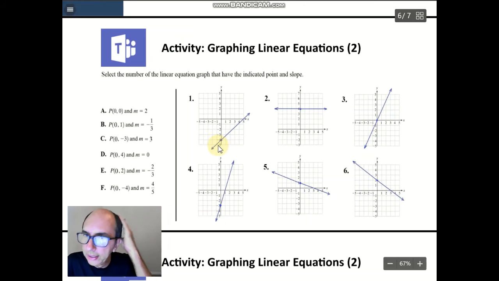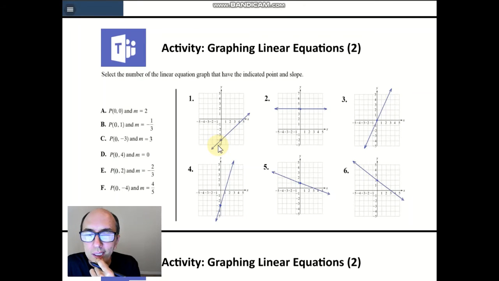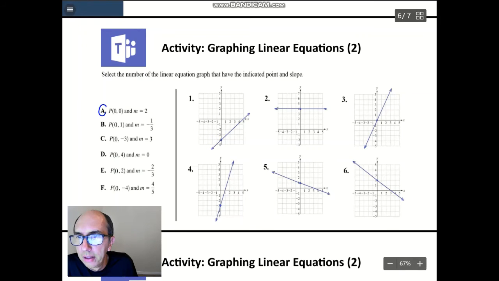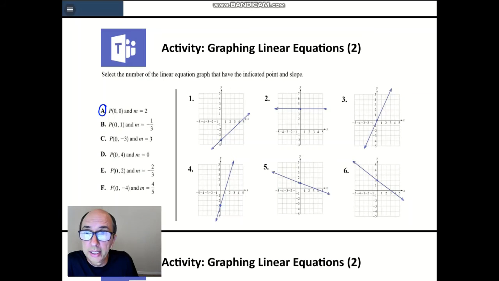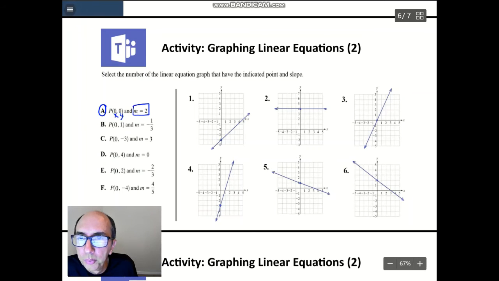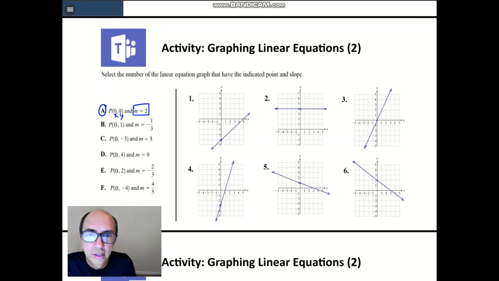About the activities in the quiz, the first part of the quiz is this. Let's take one example, letter A. You have to find out which graphic here passes through the point 0 and 0, and if you have an ordered pair like this, the first one is x, the second one is y, right? And has the slope m equals 2, and you have to identify it.